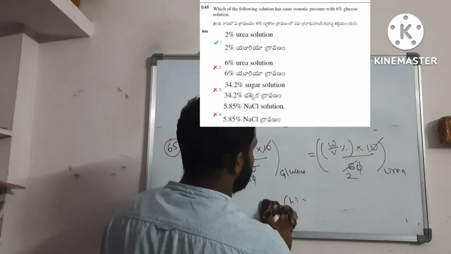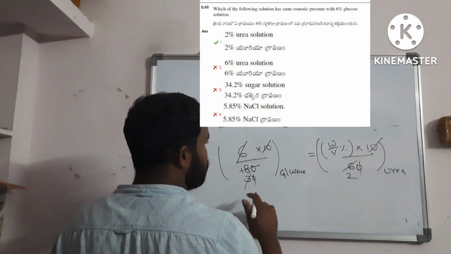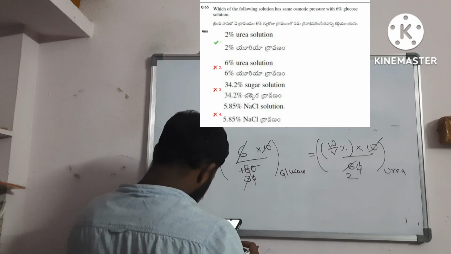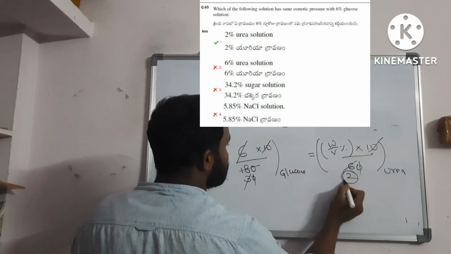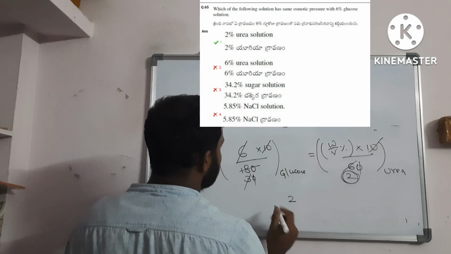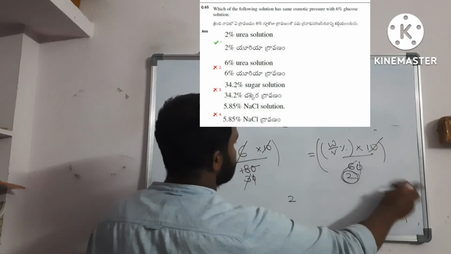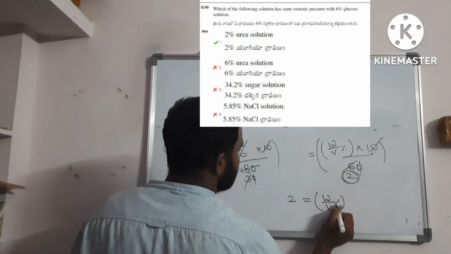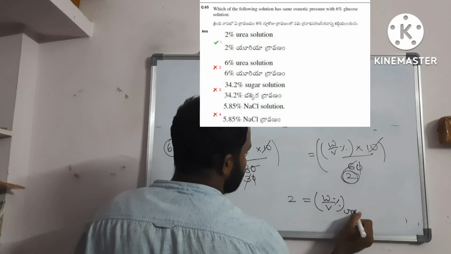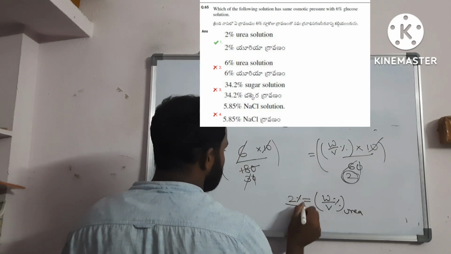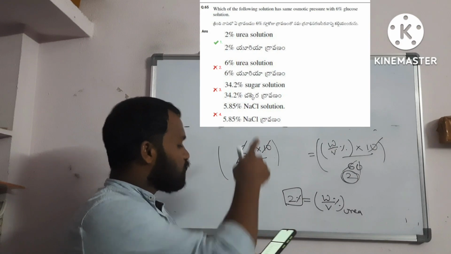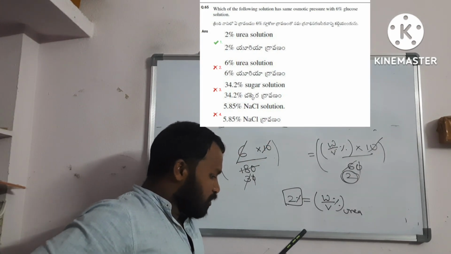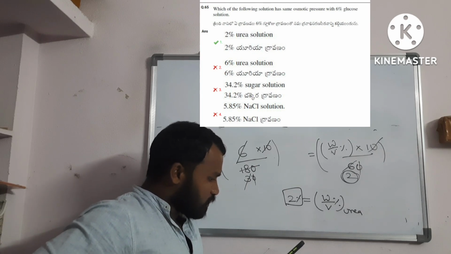Just wait, I did it in reverse, sorry. If this goes to this side, what happens? 1 by 30. So if you get 2%, cross multiply. Don't write glucose and urea again. Directly write 2 is equal to W by V percent of urea. If it is in percentage, 2% of urea. So the solution which has the same osmotic pressure as 6% glucose is 2% urea solution. Option 1 is correct.